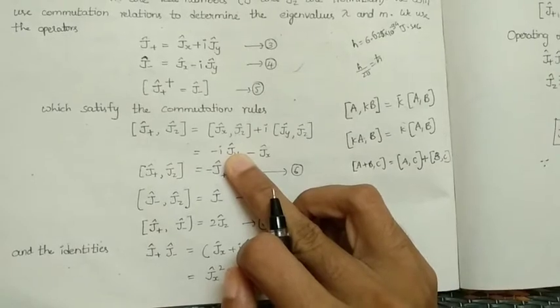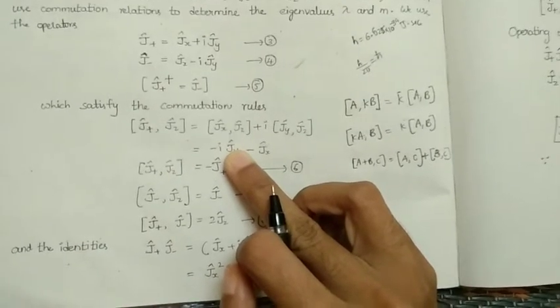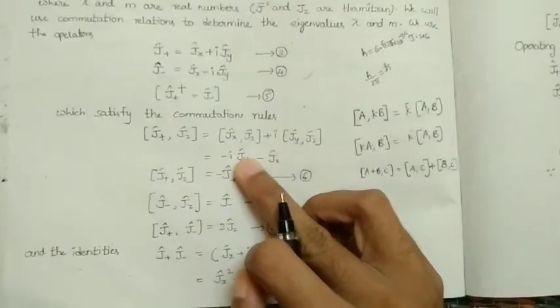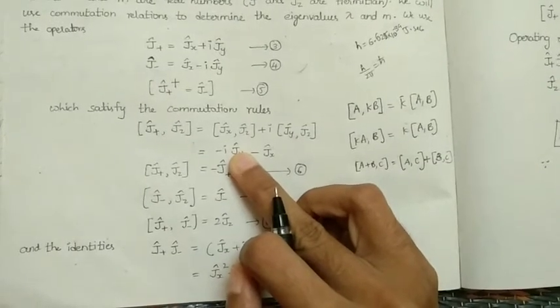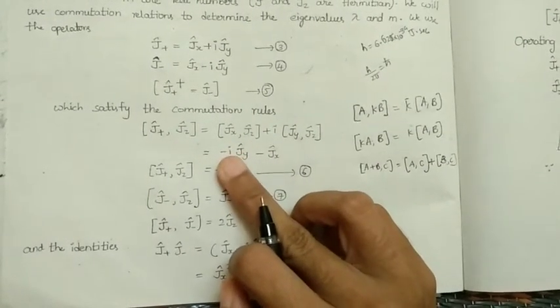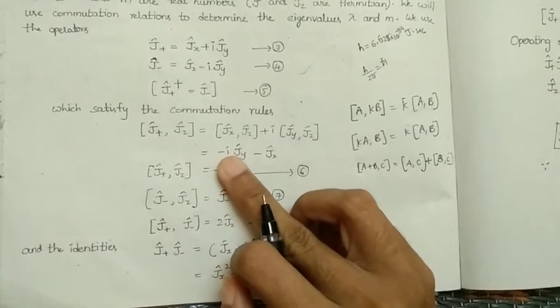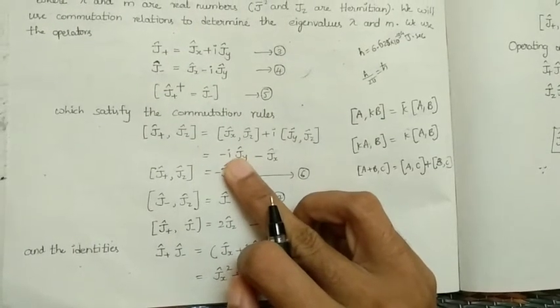And here, if we are taking ħ to be 1 unit, to make the simplification and calculation easy, ħ is taken as 1 unit. So in the place of ħ we put 1. So minus iħ Jy is nothing but minus i Jy.